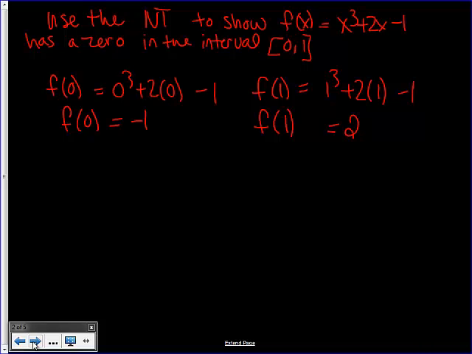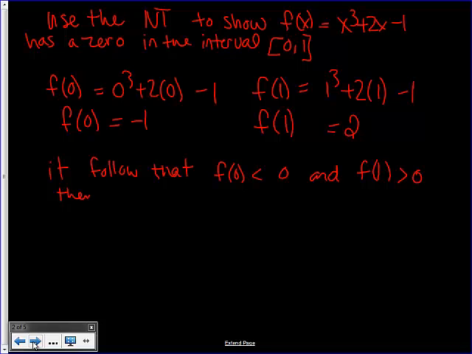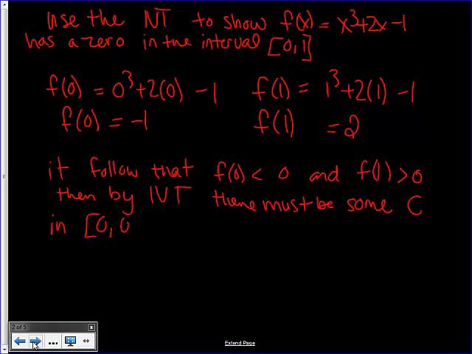Therefore, this is your actual answer. It follows that f of 0 is less than 0 and f of 1 is greater than 0, then by the intermediate value theorem, there must be some c, c again being an x value, in the range from 0 to 1 such that f of c equals 0.